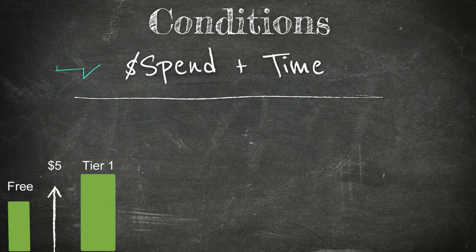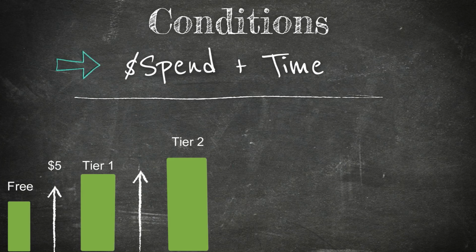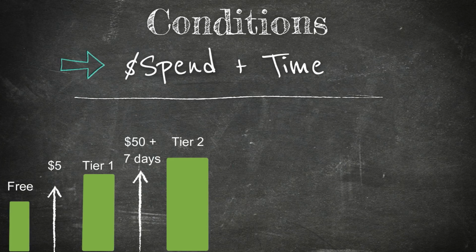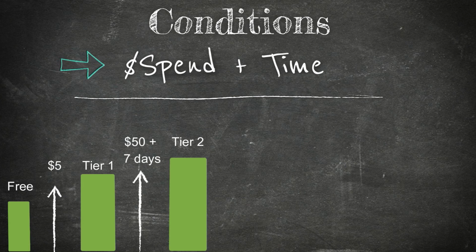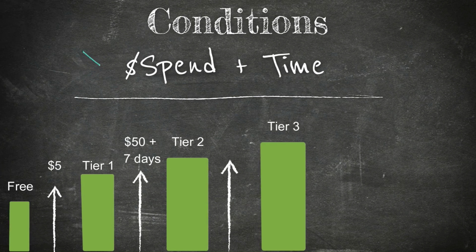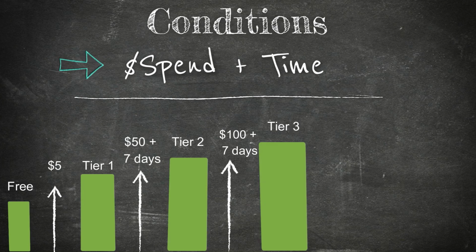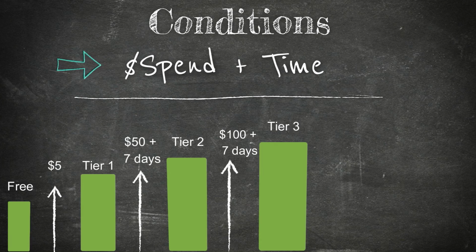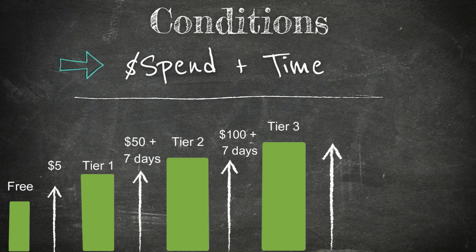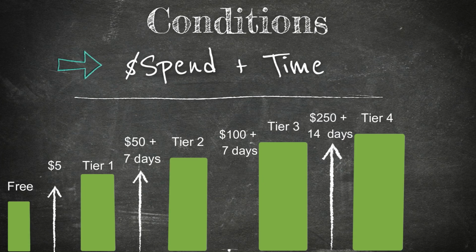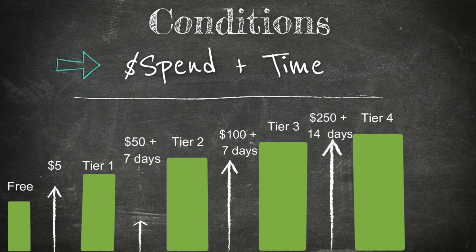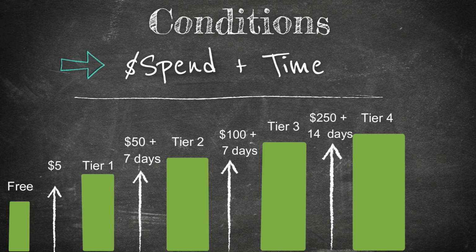From tier 1 to tier 2, you have to spend $50 and 7 days must pass since the first successful payment. To move from tier 2 to tier 3, you have to spend $100, and you have to wait the same time as for tier 1. To move from tier 3 to tier 4, you have to spend at least $250 and wait 14 days after a successful payment.